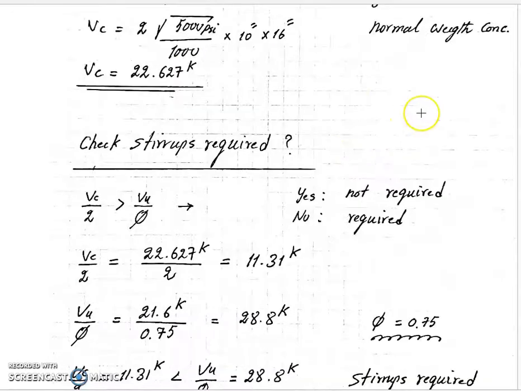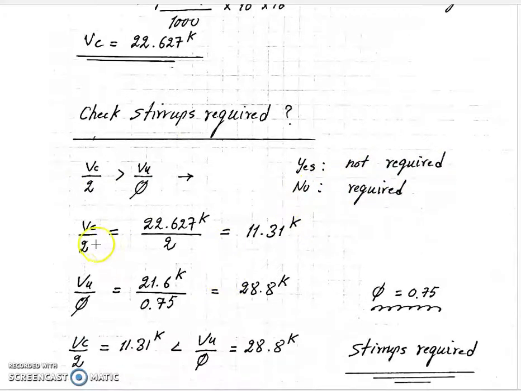So the next step is you need to check if the stirrups are required or not. So we have this relation here. If Vc over 2 is greater than Vu over phi, yes, stirrups not required. If no, stirrups required. So our Vc over 2 is 11.31 kips and Vu over phi is 28.8 kips. Phi is 0.75 for shear. So now, since our Vc over 2 is smaller than Vu over phi, then stirrups are required.